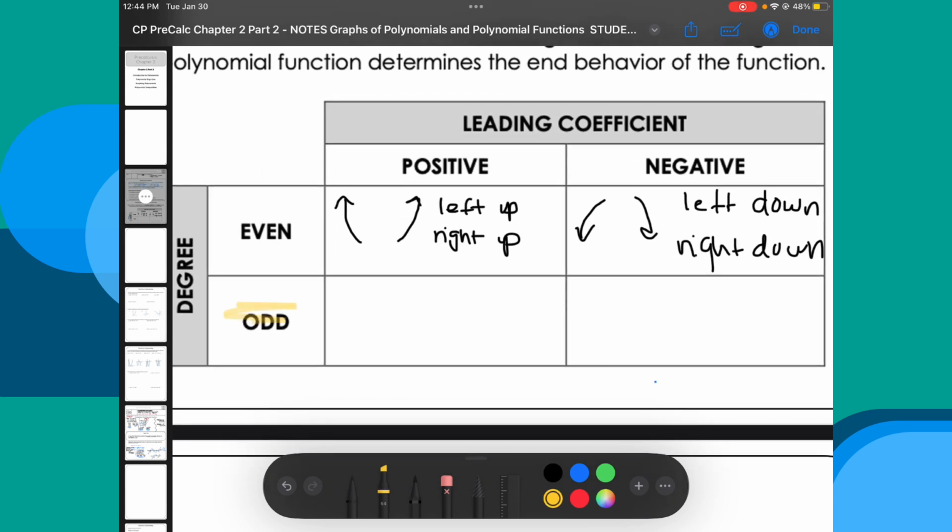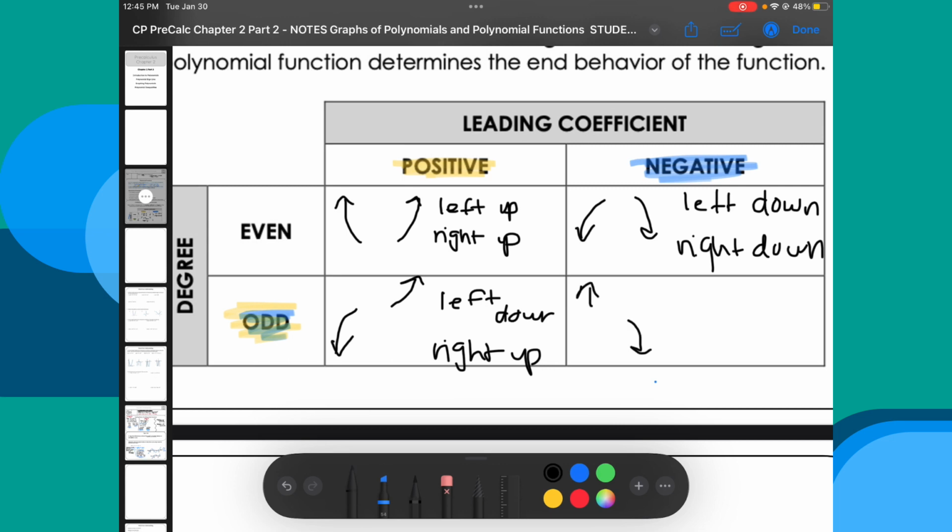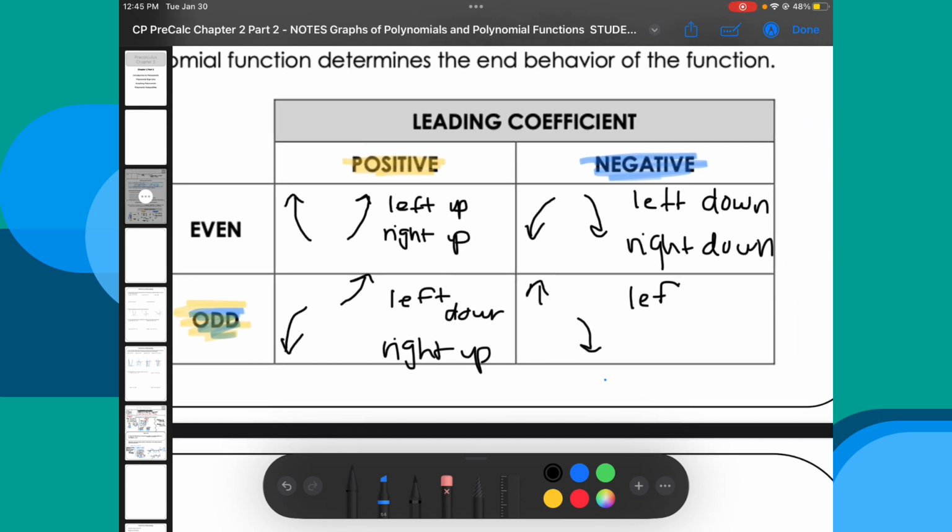If the degree is odd and the leading coefficient is positive, you're going to be starting low and then your polynomial will be ending high. So the left-hand side would be down and the right-hand side would be up. If the degree was odd and you have a negative leading coefficient, then you're going to start up and then your polynomial is going to end down. So you're going to be left up, right down.